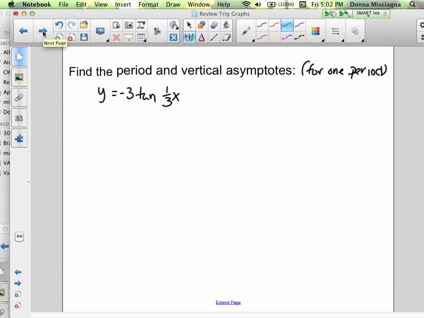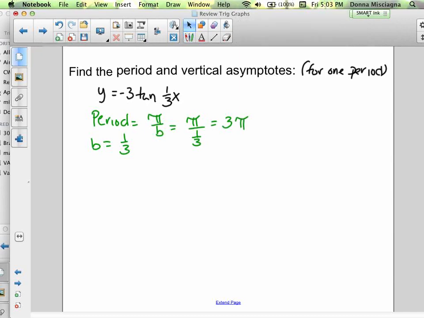All right, but let's find the period. The period is pi divided by b. I'm going to write a little bit smaller so I don't run out of space at the bottom there. b is 1/3. That means we have pi divided by 1/3. Dividing by a fraction is the same as multiplying by the reciprocal. So our period is 3 pi.